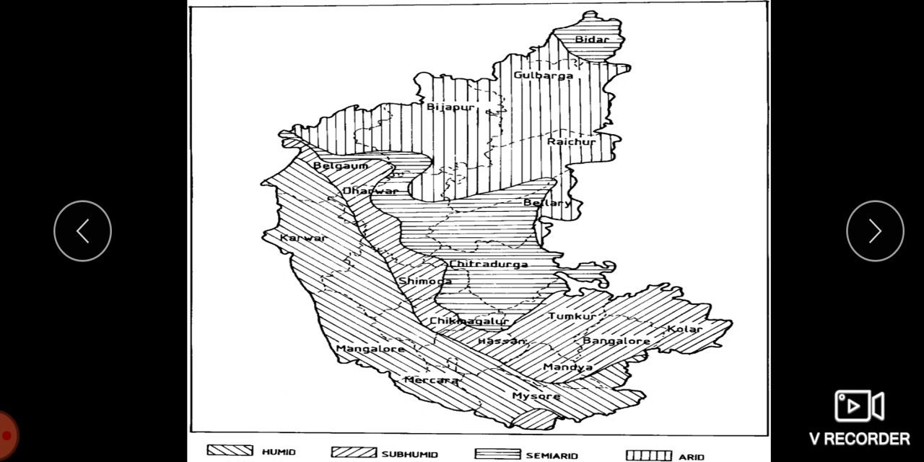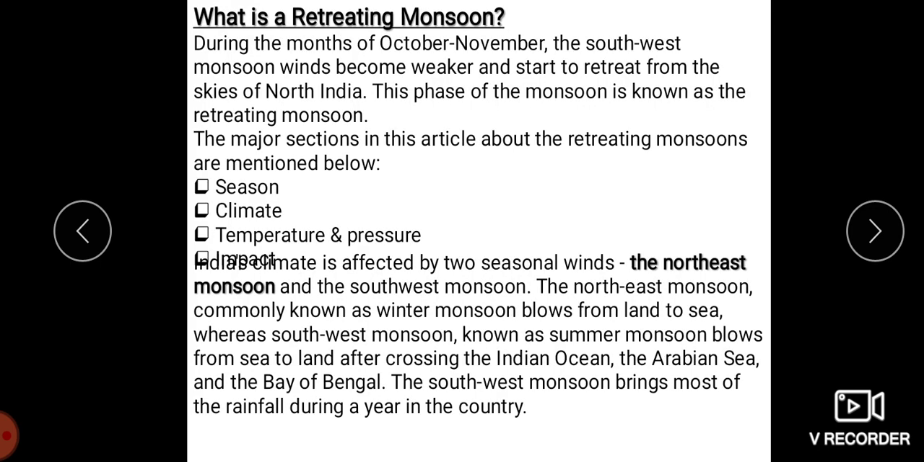So during this time, Karnataka receives only 80% of the rainfall during this season. Now we will move on to the period of retreating monsoons.